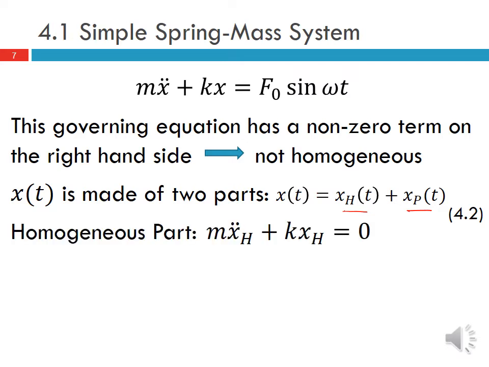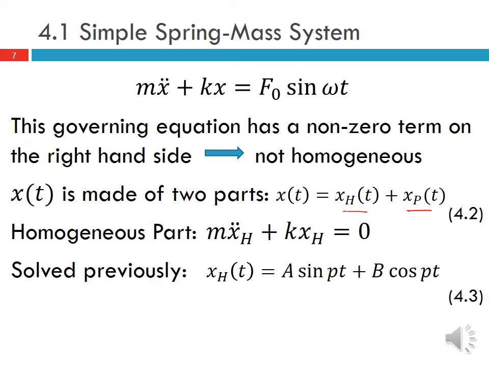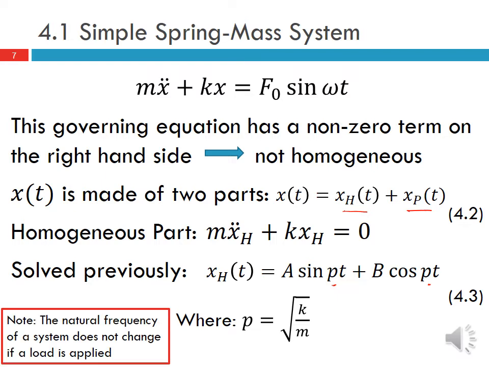So the homogeneous part of this equation is the same as what we had before. So mx double dot plus kx is equal to 0. We solved this previously, so we know that xh of t is equal to A sine pt plus B cosine pt, where again here we're using p, which is the natural frequency of the system. So p is equal to the square root of k over m. It's important to note that the natural frequency of a system does not change if a load is applied. So the natural frequency is not related to the external force that is applied. It's an intrinsic property of the system related to its mass and stiffness.